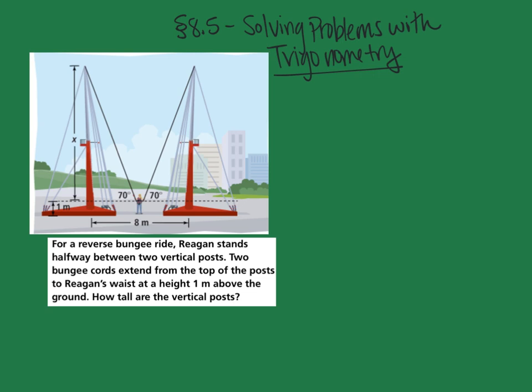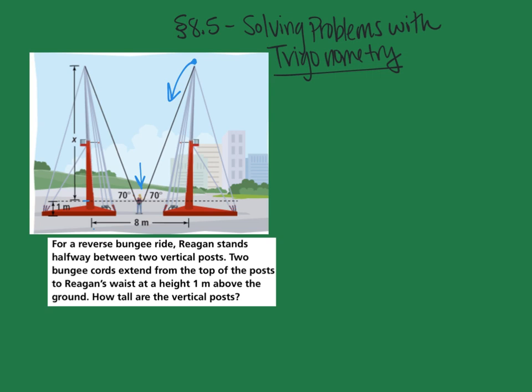What I found out is that a reverse bungee ride, instead of starting at the top and jumping down, you start at the bottom and slingshot yourself up into the air. So that's a reverse bungee ride. Reagan is standing halfway between the two vertical posts on this bungee ride. Here's Reagan right here, and she's halfway, which means that this part of the triangle is 4 meters, and so is this part of the triangle. So those are two identical triangles.